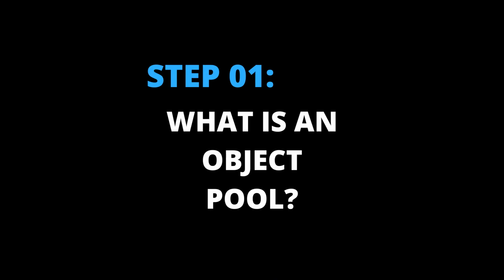Step number 1. What is object pooling? Object pool is a creational design pattern in software development where it holds a set of objects that have been pre-initialized and ready to be used instead of allocating and destroying objects.